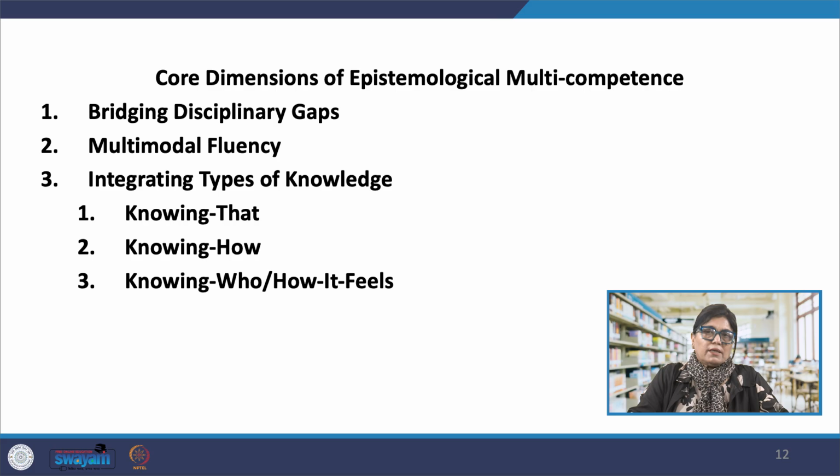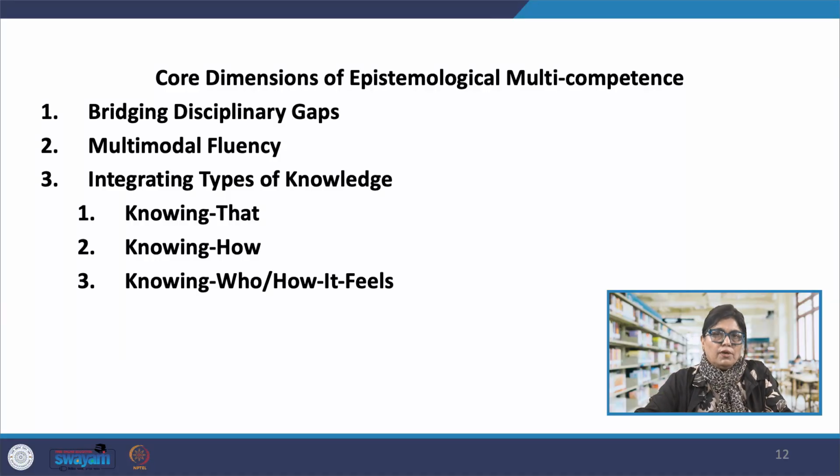It does this through a number of dimensions. First, bridging disciplinary gaps: practitioners learn to move beyond a strictly biomedical lens, objective and evidence-based, to include the subjective phenomenological experiences of patients and caregivers. Multimodal fluency involves managing a multifaceted linguistic and visual rhetoric. This requires understanding how text and image interact to convey meaning that neither could express alone, such as the complex temporal landscape of a pandemic.